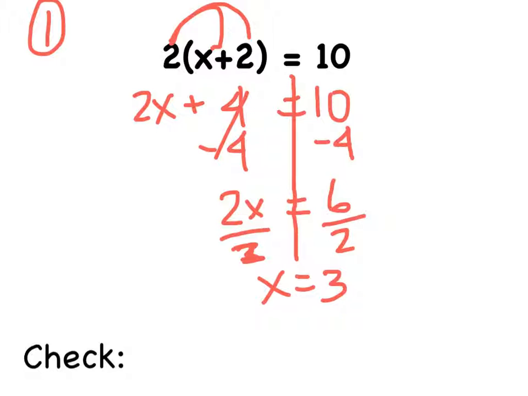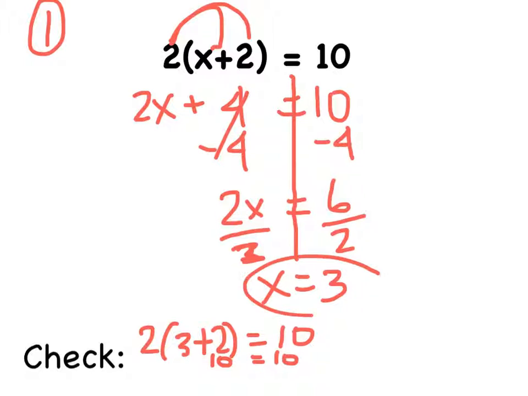If I do the check, I have 2 times in parentheses 3 plus 2 equals 10. Well, 3 plus 2 is 5. 5 times 2 is 10. So 10 equals 10. So this is our correct final answer. So method 1 was distributing and then solving.